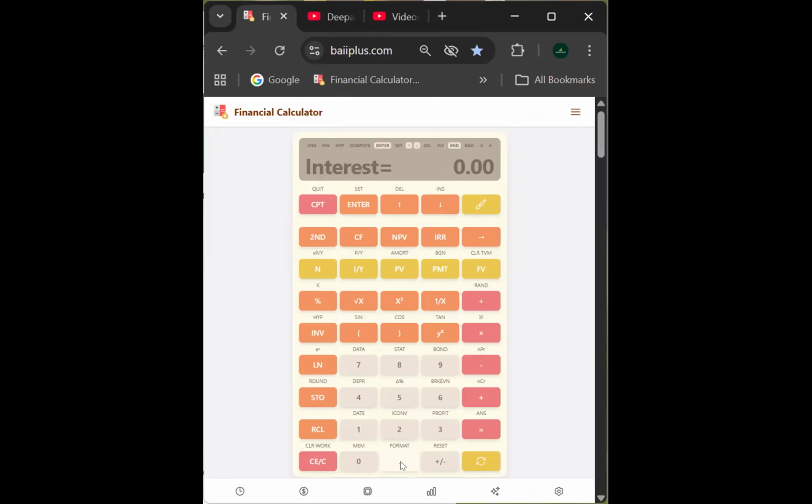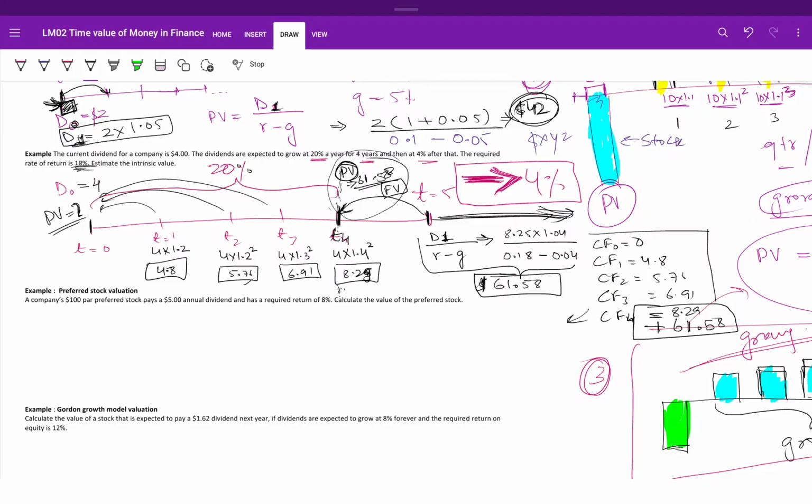NPV is 18, enter. Compute. 48.45 is the net present value. So 48.45. Let me just go back. So the net present value of the cash flow is 48.45. Now this is our answer.